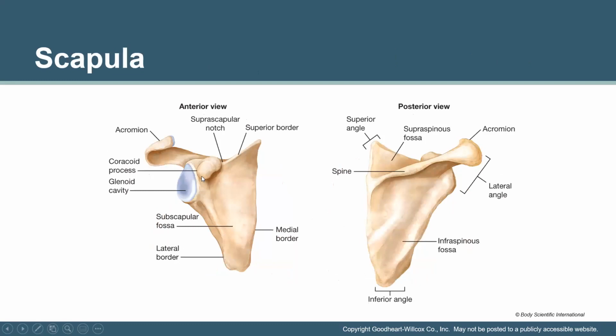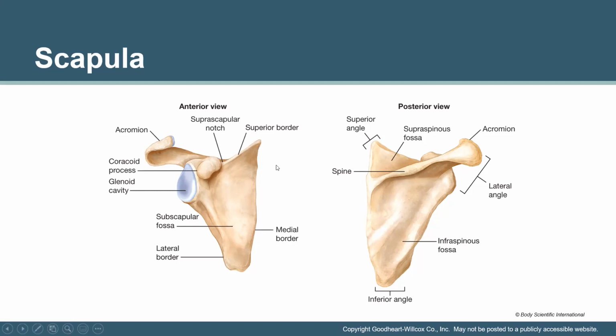Okay, here's a way better view of that scapula. Now, I already mentioned a bunch of things. The acromion we mentioned. The coracoid process we mentioned, and this is an anterior view. Then the glenoid cavity. You can see that the glenoid cavity is lined with articular cartilage. That's where the head of the humerus is going to come in.